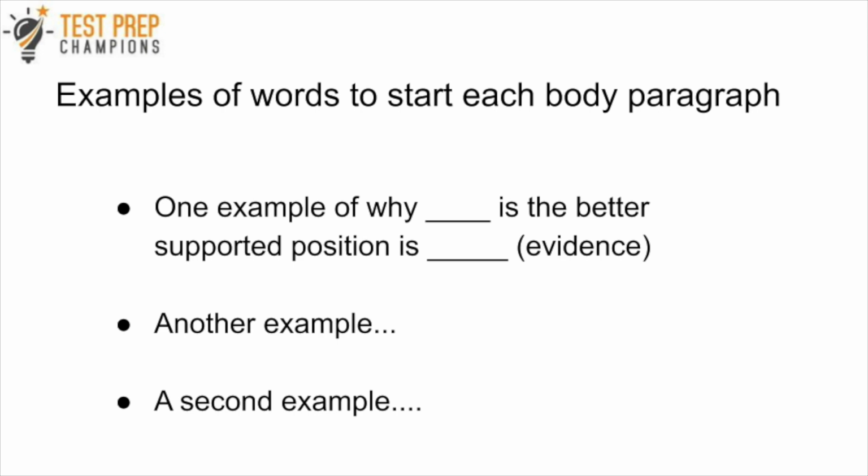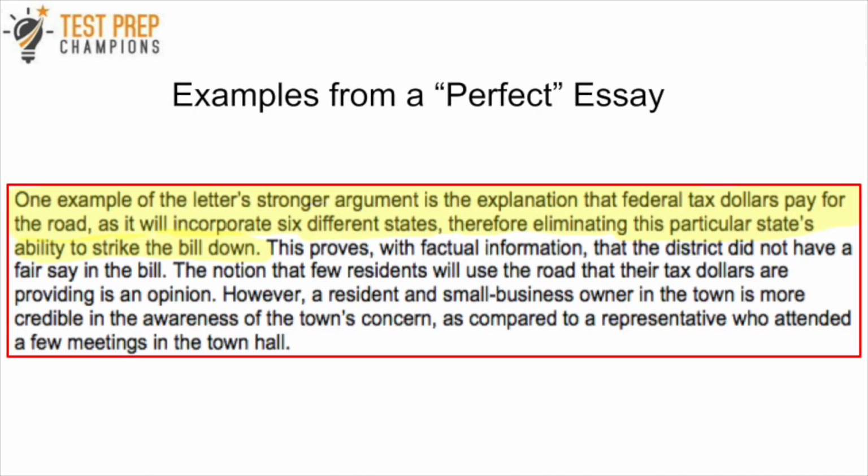Okay, so what I want to do now is just show you some highlights from this quote-unquote perfect essay to really drive home how you can start off your body paragraph. So this is an example from the perfect essay, and it starts off by saying, one example of the letter's stronger argument is the explanation that federal tax dollars pay for the road, as it will incorporate 6 different states, therefore eliminating this particular state's ability to strike the bill down.